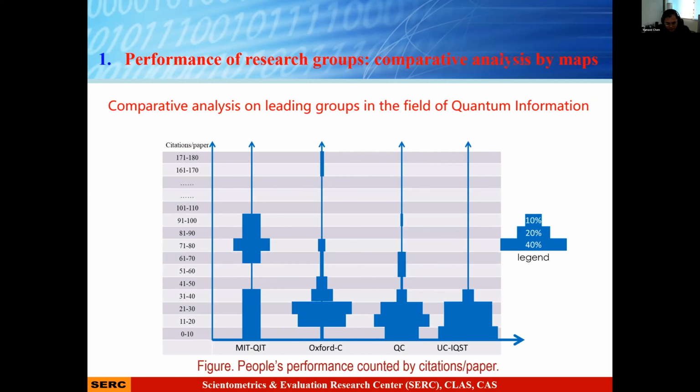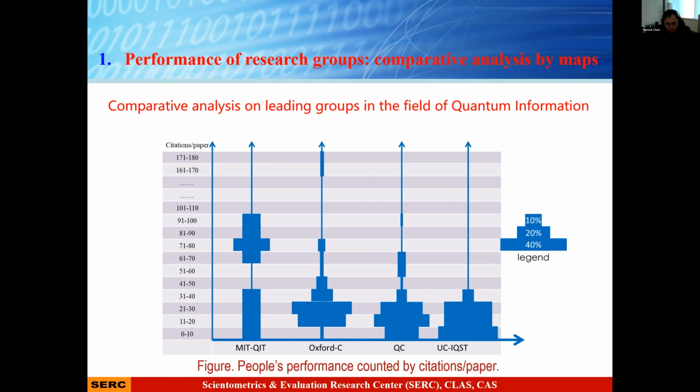First, let me show a map. This map is not generated by software or some tool, just by hand in Word. What does this map mean? I have listed four groups, all research centers: one from MIT, one from Oxford, one from INSEE from Canada, and this is a Chinese group. I want to make a comparative analysis of some groups in the field of quantum information.